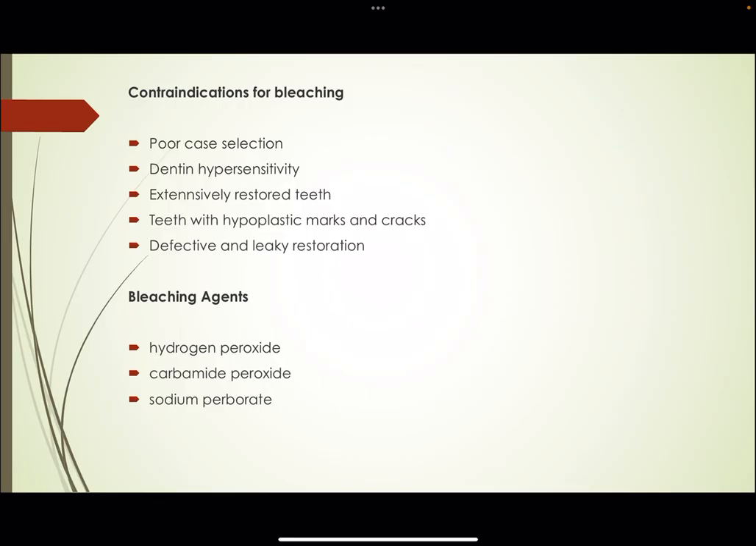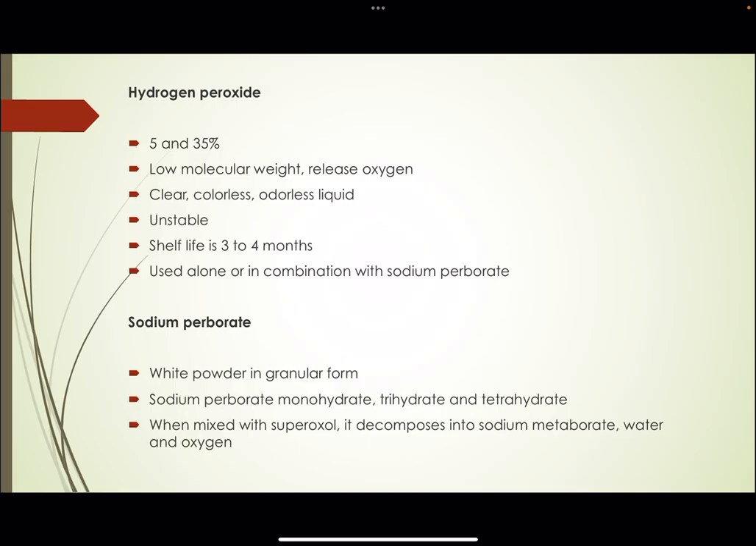Then bleaching agents include hydrogen peroxide, carbamide peroxide, and sodium perborate. Hydrogen peroxide is actually used at 5 to 35%. It has low molecular weight as well as releases oxygen, and is a clear, colorless, odorless liquid. It's unstable, shelf life is about 3 to 4 months, used alone or in combination with sodium perborate. Sodium perborate is a white powder in granular form. Sodium perborate decomposes into monohydrate, trihydrate as well as tetrahydrate.